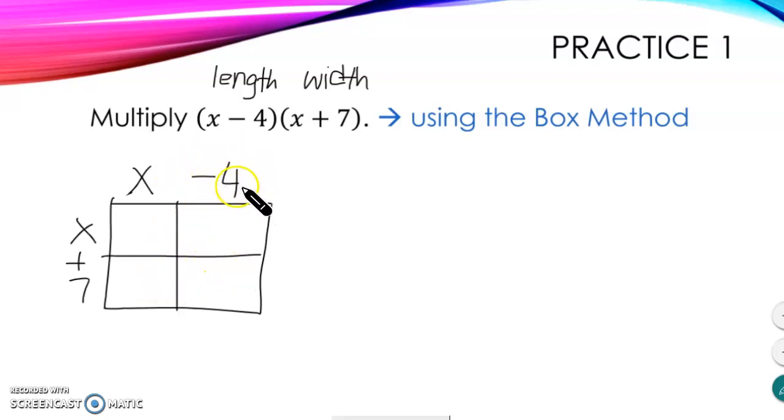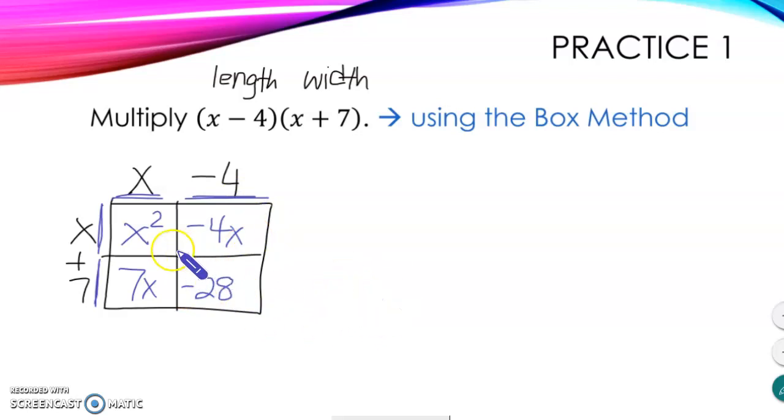And I know it's kind of hard to wrap your head around having a subtraction there, but this is going to work for us with the box method. So I'm going to multiply x times x to give me x squared, and then x times negative 4 to give me negative 4x. And then 7 times x to give me 7x. And then 7 times negative 4 to give me negative 28.